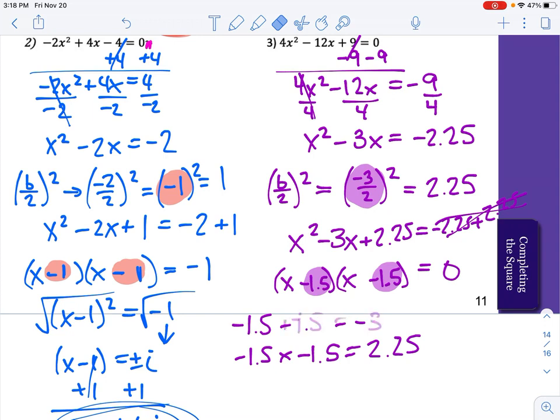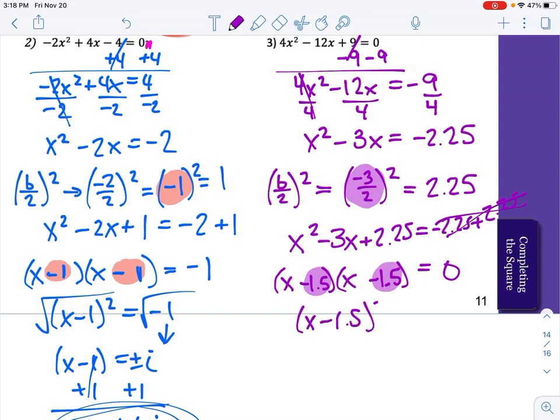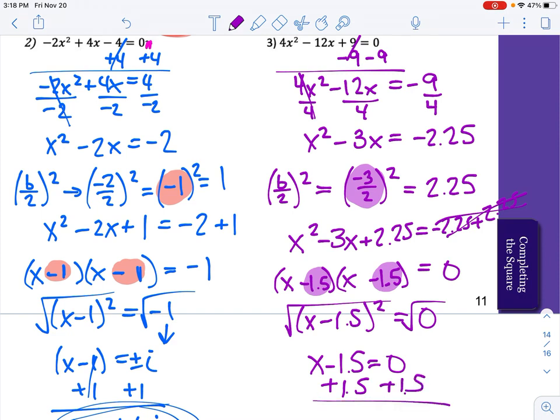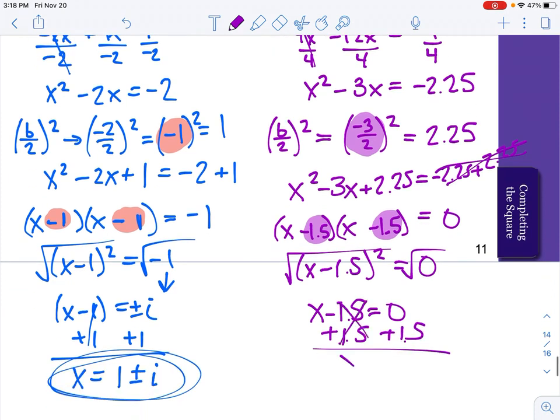We wanted to take the square root of that because we are completing the square, so we are good to go. Notice these are once again repeated terms. It's another part of completing the square that we get. We take the square root, and we have x minus 1.5 equals 0. We add 1.5 to both sides, and we get one solution.